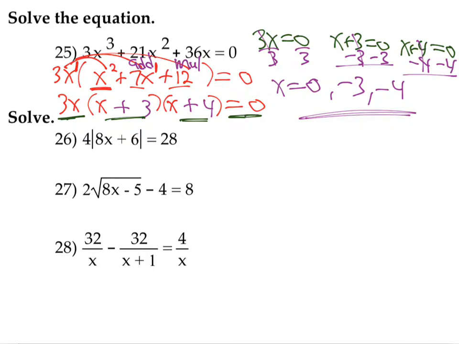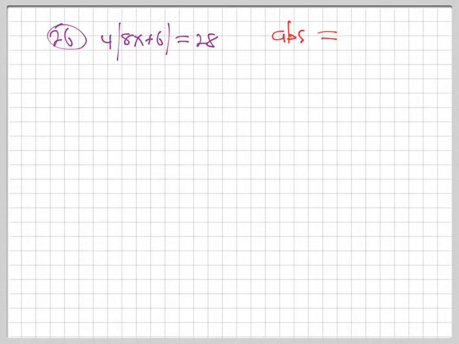What do we do with absolute value? Let me bring that one over. 26, it's 4 absolute value, 8x plus 6 equals 28. So yeah, so what do we do with absolute value? Now we've had absolute value greater and less, still up there on the board, and you're going to have it on your 3x5 card. But what do you do with absolute value equal?